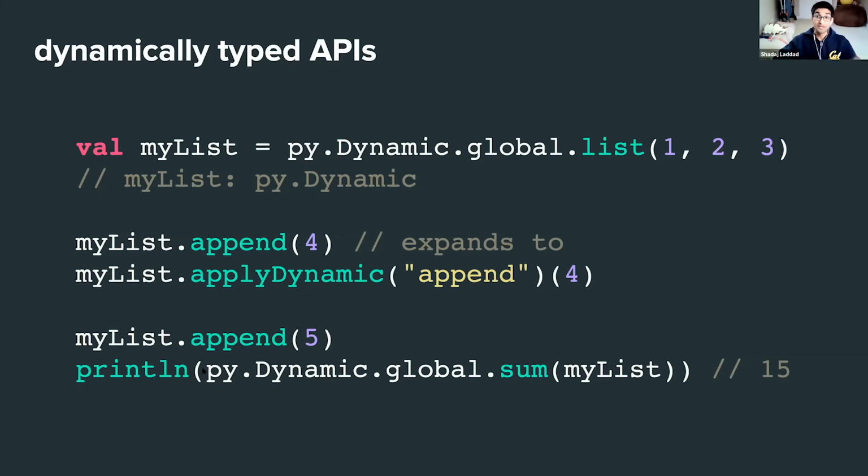By using Scala's Dynamic type, which makes it easy to introduce dynamic types into existing Scala code, you can interact with all of these objects as if they were dynamically typed values in Scala. So for example, if you take a list and you call .append, since your list is a dynamic type, this actually expands, by the Scala compiler, to this applyDynamic call. And so this means that you can quickly start accessing APIs without having to create all your definitions.